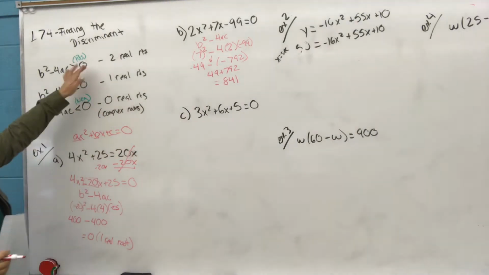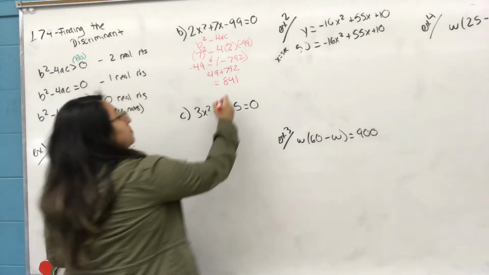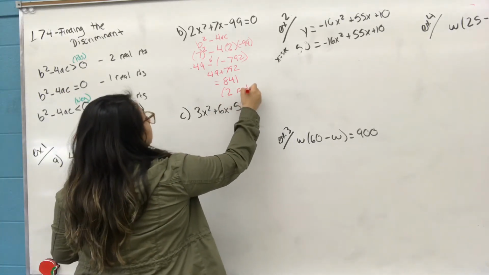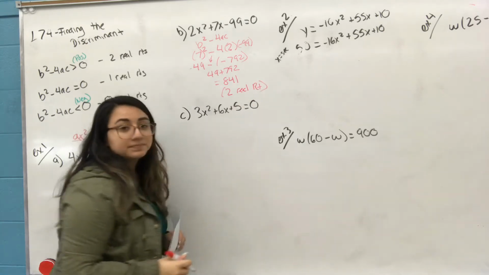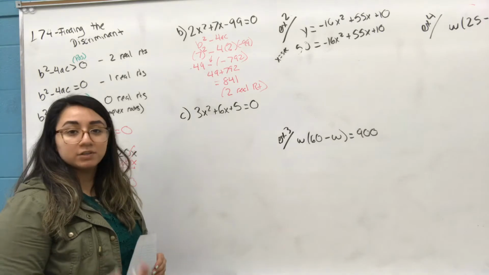And if we look over here in the chart, according to this, it's greater than 0. So there are 2 possible real roots in there. Last one, 3x squared plus 6x plus 5 equals 0.